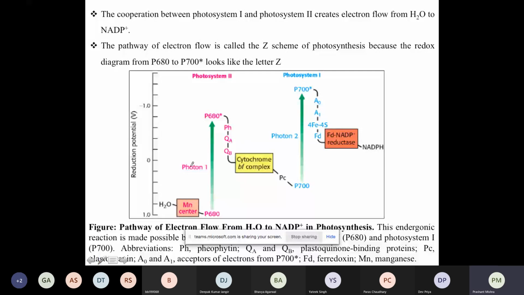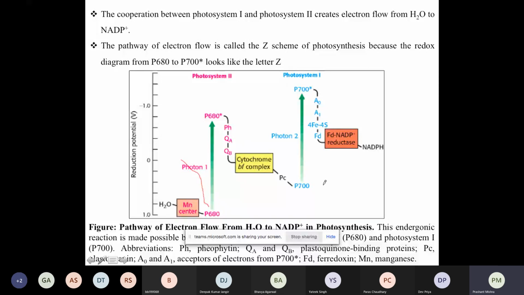So light will come and excite this P680, and when it excites the electron from here, it will go to the excited state. That is why this is called P680 star. That means it is in the excited state. Now from here, the electron will go, and whenever we are talking about going down, it is based on the reduction potential of each molecule here. For example, pheophytin and other quinol, then the cytochrome b6f complex. So this whole scheme has been arranged based on their reduction potential.